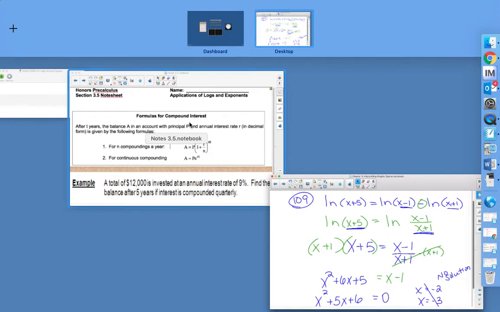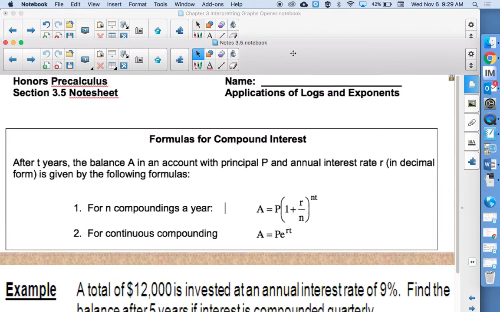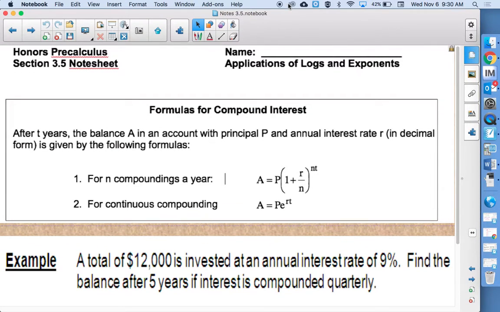So a little bit of word problems with the solving equations. So we still use the same process.